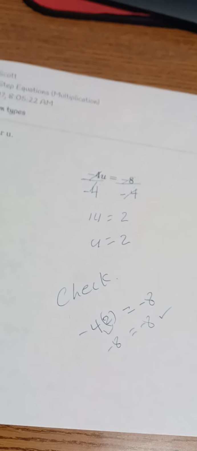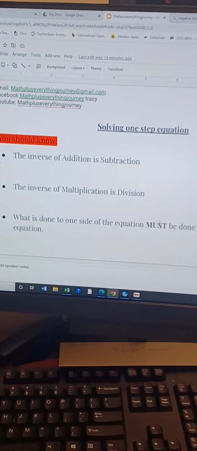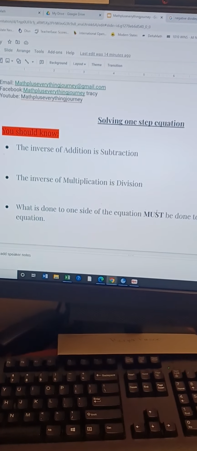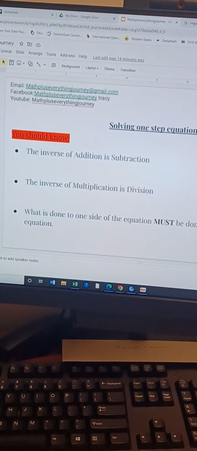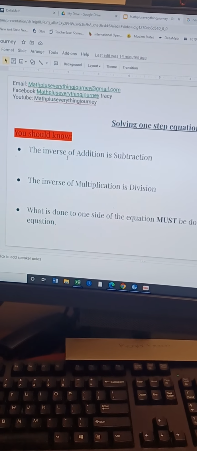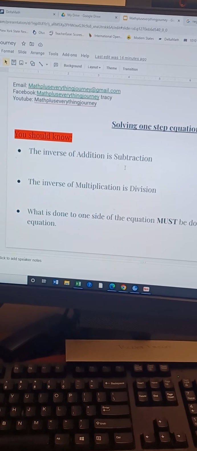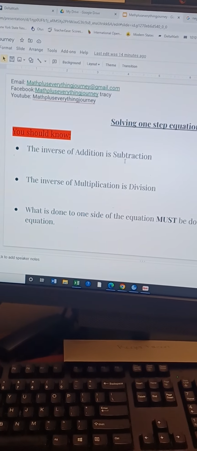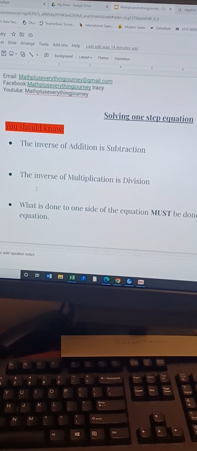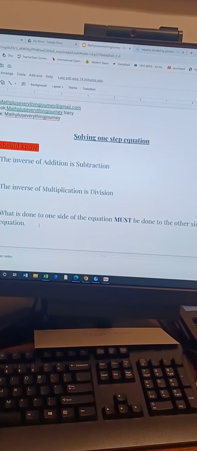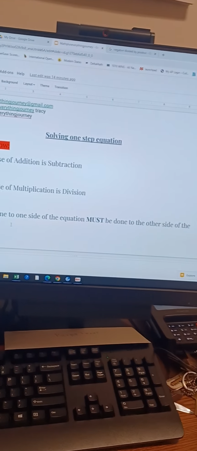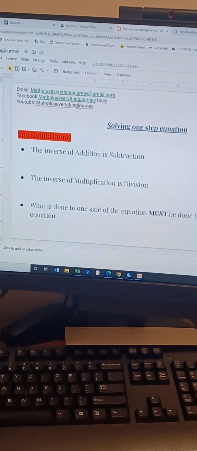So there are a few things to remember when you're solving a one-step equation. You have to use the inverse operation. The inverse of addition is subtraction, and vice versa. The inverse of subtraction is addition. The inverse of multiplication is division. The inverse of division is multiplication. And what is done to one side of the equation must be done to the other side of the equation.